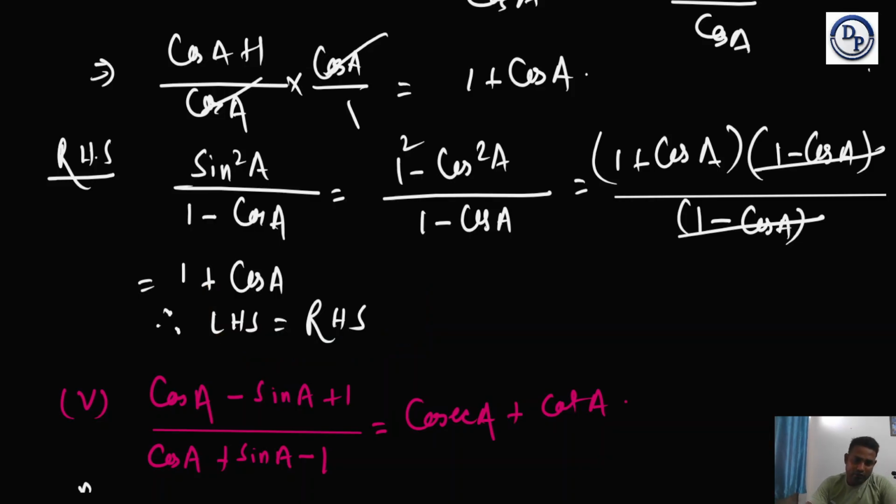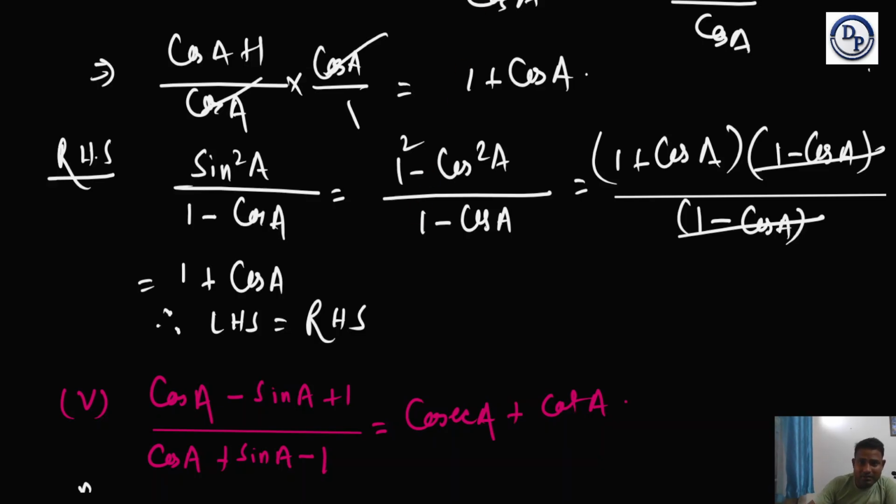Okay. Now the next problem is question number 5. Here in this problem, we have to understand one basic concept, and there is a particular method to solve it. Question number 5: (cos A minus sin A plus 1) divided by (cos A plus sin A minus 1) gives us cosec A plus cot A. For this, there is one trick which we have to play here.